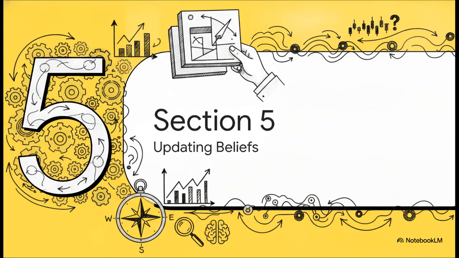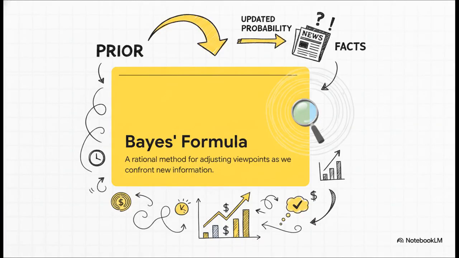Okay, we've reached the masterclass portion of this explainer, the ultimate tool for adapting in a dynamic world. Section 5, Updating Beliefs with Bayes. I absolutely love this concept. Instead of stubbornly sticking to our original forecast no matter what, Bayes' formula gives us a mathematically sound way to learn from experience. We update our prior probabilities the second fresh facts arrive.